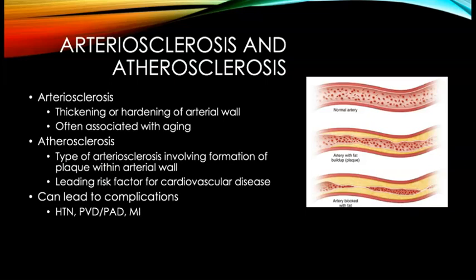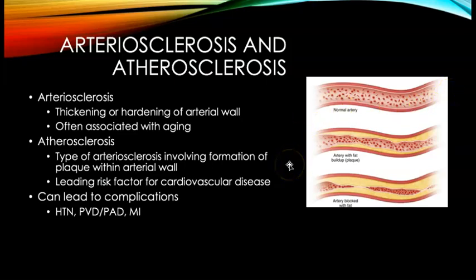Now let's talk about arteriosclerosis and atherosclerosis. Arteriosclerosis is a thickening or hardening of the arterial wall. And this can actually happen as we age naturally. With atherosclerosis, this is basically fatty mush, so fatty deposits that develop within the arteries. With both of these, it can lead to other complications like high blood pressure, peripheral vascular disease, peripheral artery disease, MI, etc. So with atherosclerosis, if you look at this image on the right, you have a normal, free-flowing artery with good blood flow.